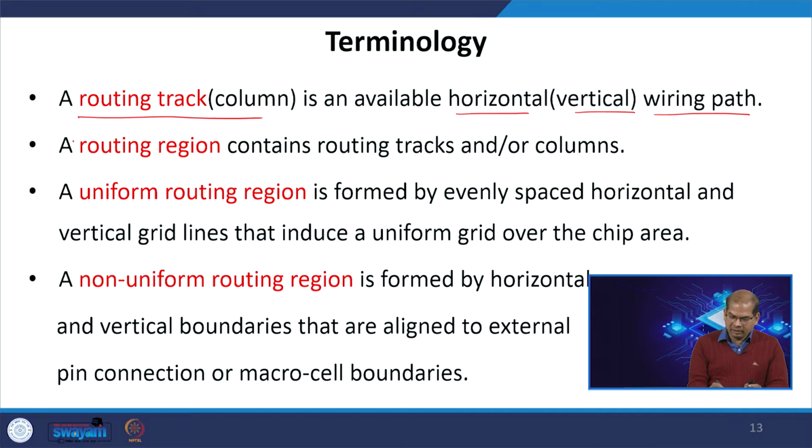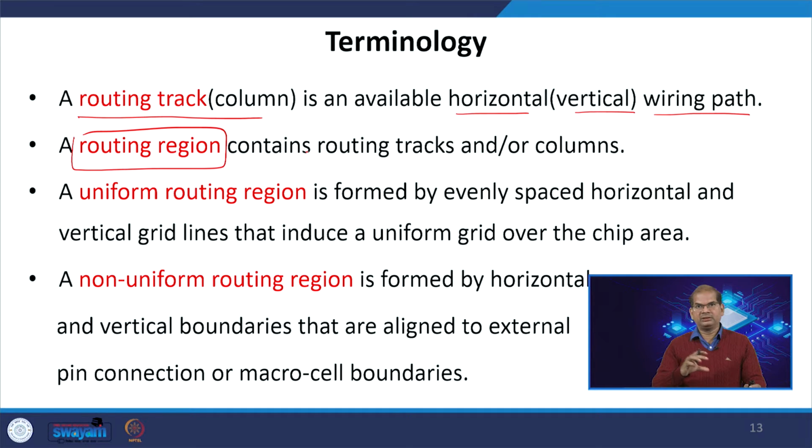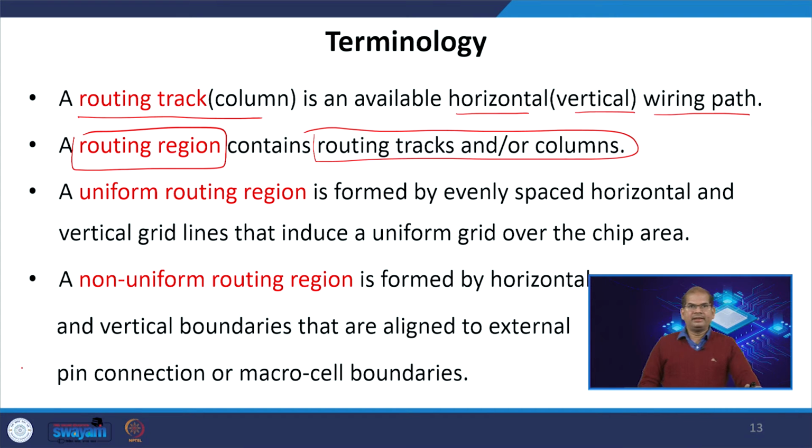Then we have routing regions. What are routing regions? A routing region contains the routing tracks. In a routing region, we have multiple routing tracks. The routing region is divided into two types: one is called the uniform routing region and the second is called the non-uniform routing region.